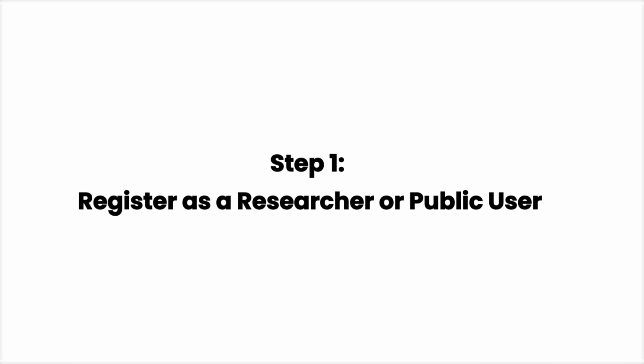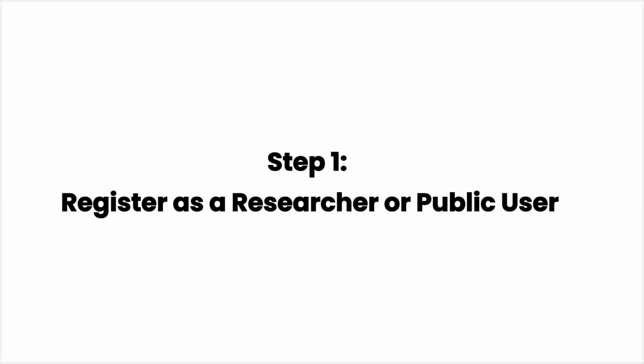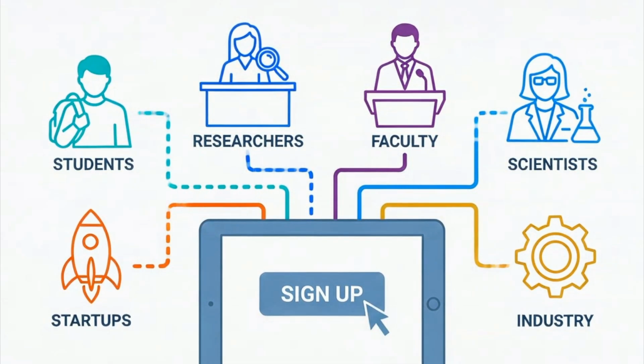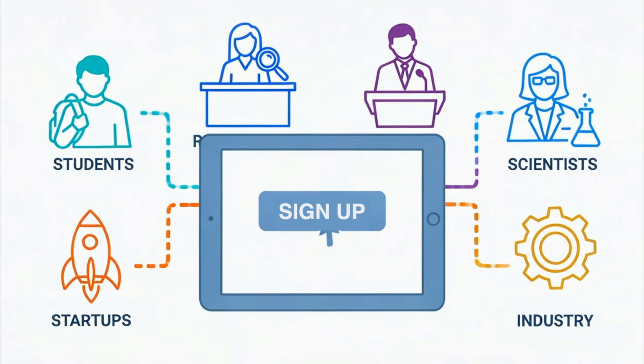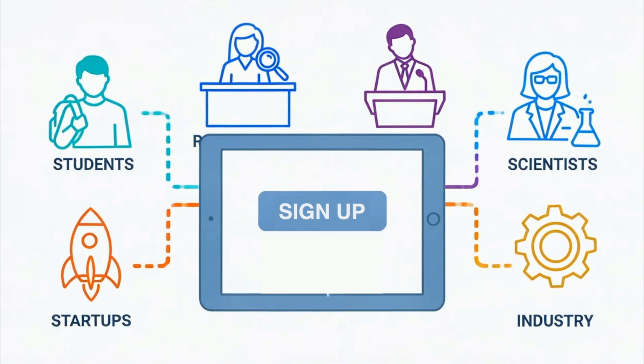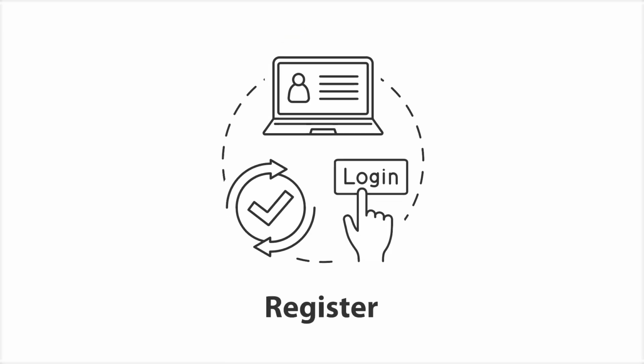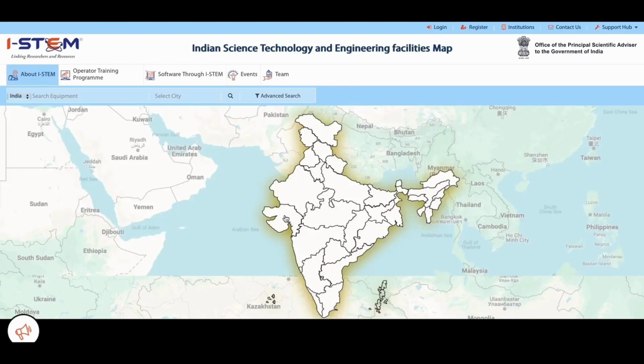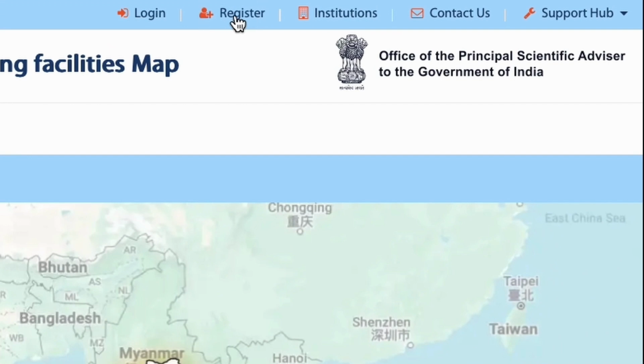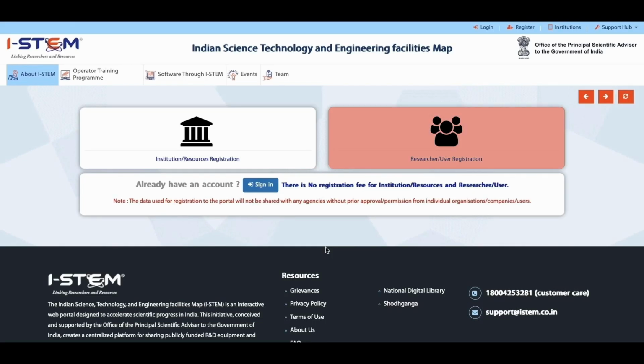Step 1. Register as a researcher or public user. Students, researchers, faculty, scientists, even startups and industry can sign up on the iSTEM portal to access advanced research facilities in India. To register as a researcher or public user, visit www.istem.gov.in. Click the Register button on the top right and choose Researcher or User Registration.